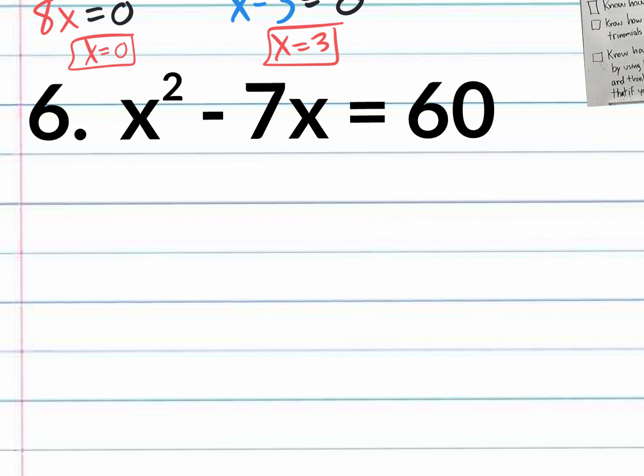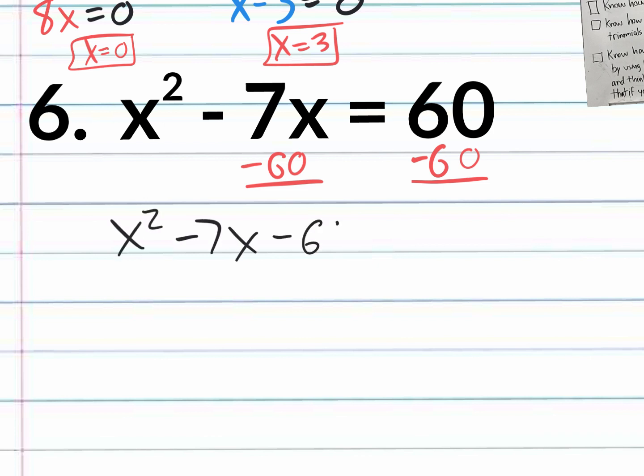So let's get rid of that 60. How do I get rid of the 60? There you go. Subtract it, minus. We do to one side, do to the other. You can't really subtract 60 from x's or from x squares, so you're just going to rewrite the whole thing. It's going to say x squared minus 7x minus 60 equals nothing, okay? And now we have a quadratic trinomial.